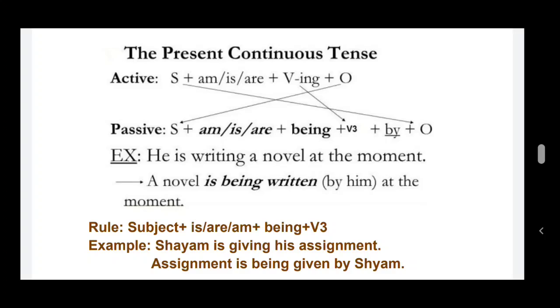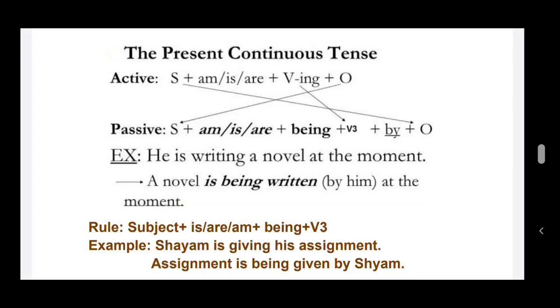So you have to interchange the subject and object first. So assignment should be brought in front and Shyam should be moved back. Then the main verb should be changed into verb 3 form. Giving should be changed into given. Then we have to use the proper helping verb. So here what is the rule? Is being, as it is a present continuous tense, is being should be used and the preposition by must be added in between. So the sentence in passive is assignment is being given by Shyam in present continuous tense, children.